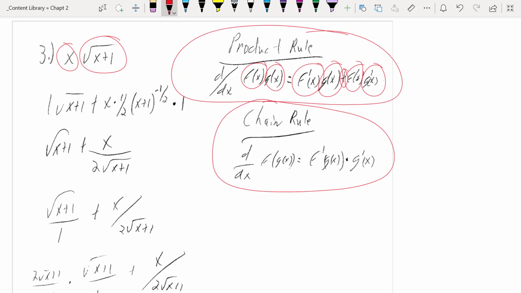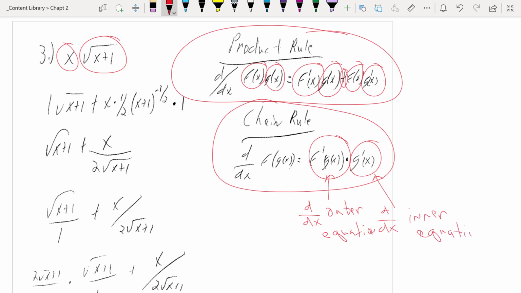And the chain rule just says you're going to take the derivative of the outer times the derivative of the inner. So this stands for derivative, I'll just write d/dx for derivative of outer. And this stands for inner, and I'll just write d/dx of inner. And that is outer equation and inner equation. So that's my chain rule. I'm just taking the derivative of the outer times the derivative of the inner.